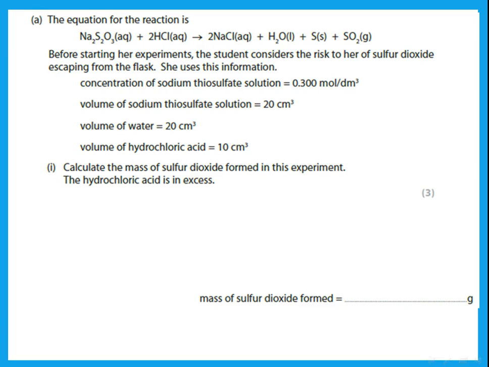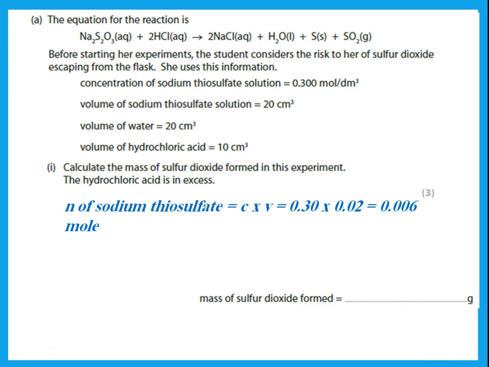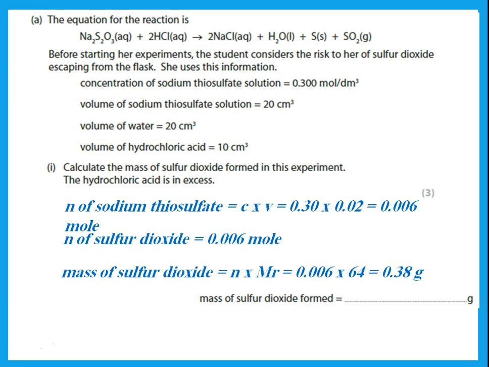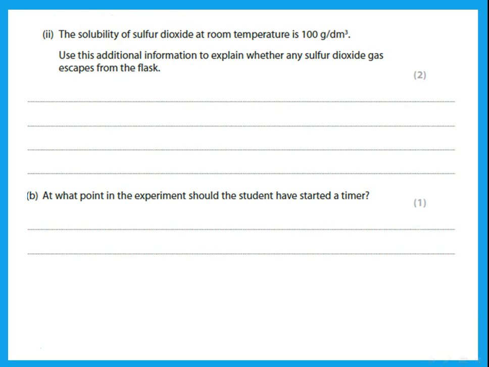Do you remember the calculation? The number of moles of sodium thiosulfate, he gives me concentration and volume, so I use concentration times volume. That comes out to be 0.006 mole. The number of moles of sulfur dioxide is from the equation. I go back to the equation, and the number of moles of the sulfur dioxide is the same as the number of moles of the sodium thiosulfate from the equation. So that would be the same number. And the mass of sulfur dioxide formed in this case is the number of moles times its Mr, the Mr of sulfur dioxide. So that comes out to be 0.38 grams.